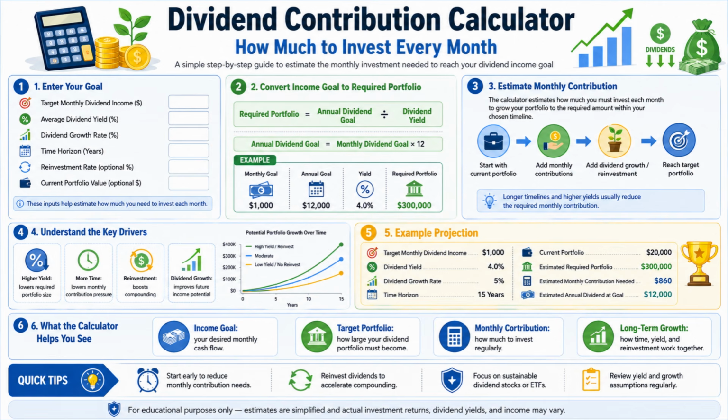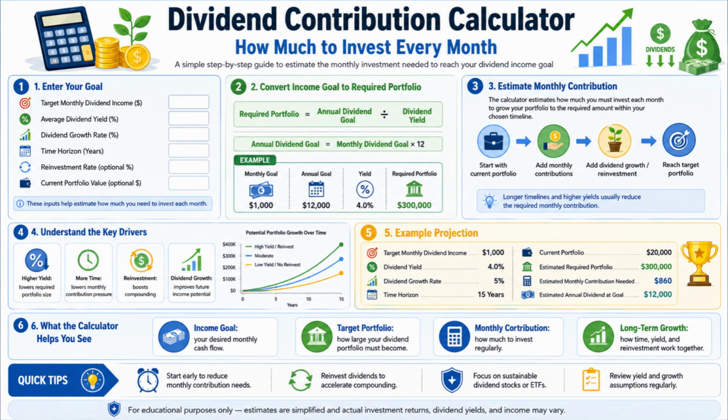Then, if we look at an example projection, suppose the target monthly dividend income is $1,000, the dividend yield is 4%, the dividend growth rate is 5%, the time horizon is 15 years, and the current portfolio is $20,000. In that case, the estimated required portfolio may still be around $300,000, while the estimated monthly contribution needed may be about $860. The estimated annual dividend at the goal would be around $12,000.